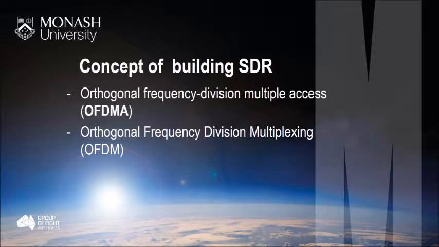So, how do we build a software-defined radio? This project manages to study the transmission part and reception part for the software-defined radio. The transmission and reception part are mainly based on the orthogonal frequency division multiple access digital modulation method, which we call OFDMA. OFDMA is a multi-user version of the popular orthogonal frequency division multiplexing, which is the OFDM.